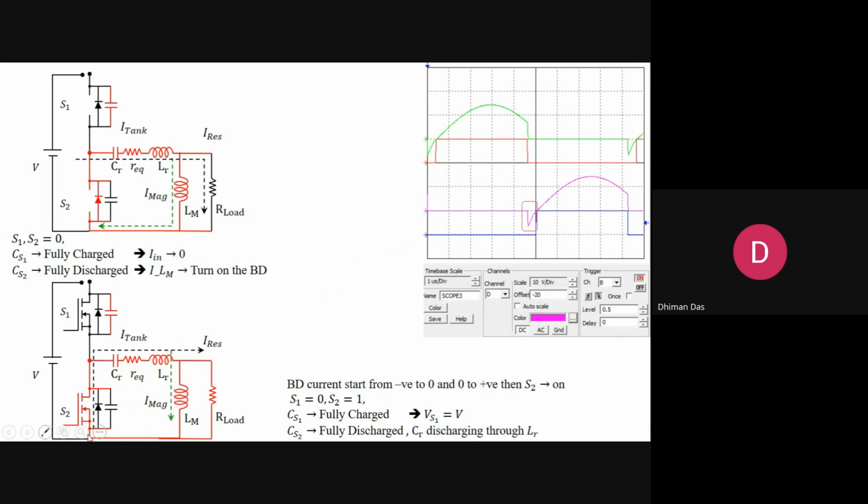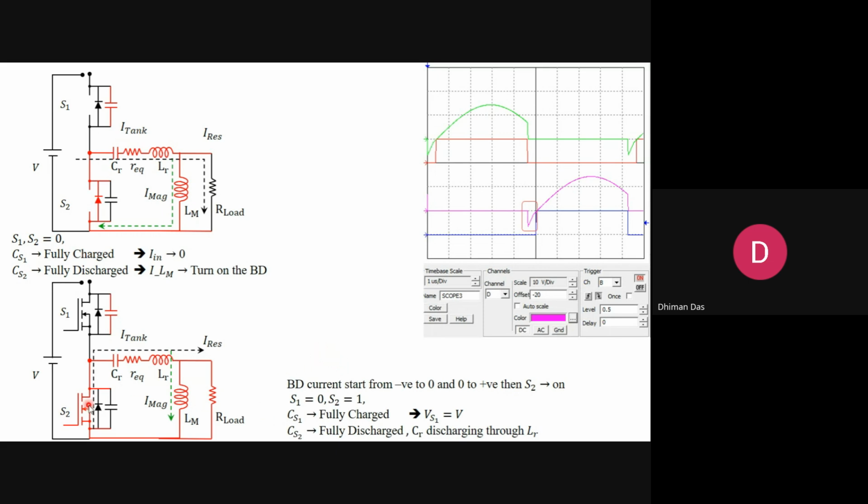So now you turn on the S2. When you turn on the S2, you can see the current across this S2 is 0. Already the body diode is conducting. That means the voltage across the switch is 0. Now you can see here it is 0, the current is 0. That means there is no current stress and no voltage stress across the switch. That is called the soft switching mechanism.